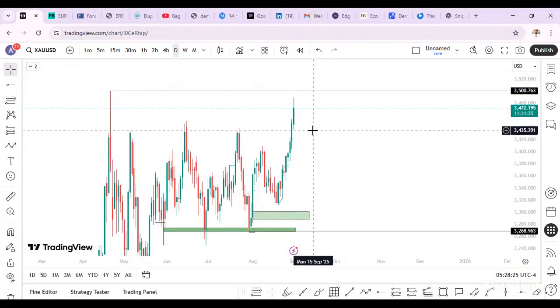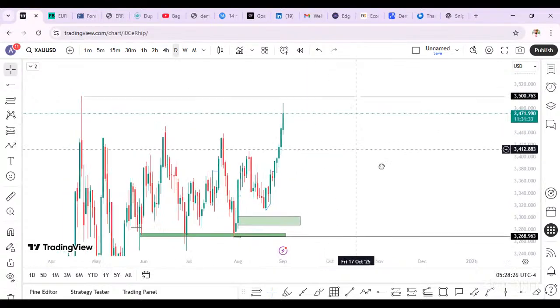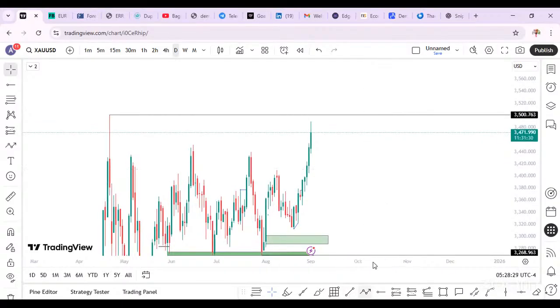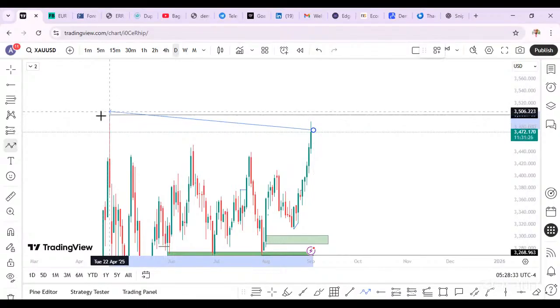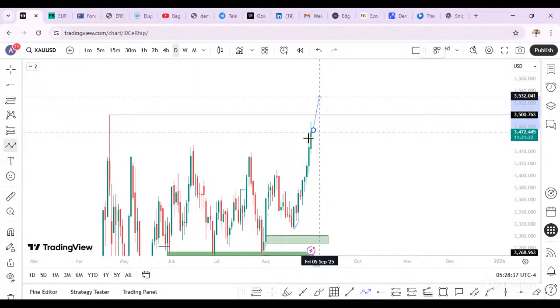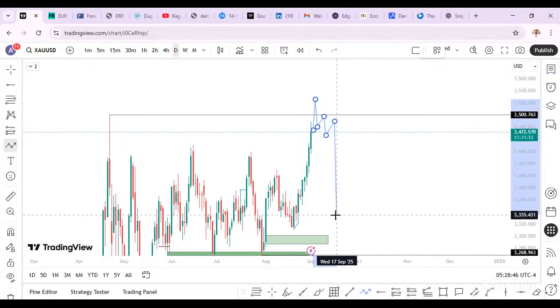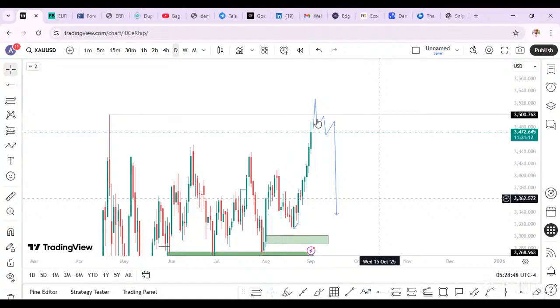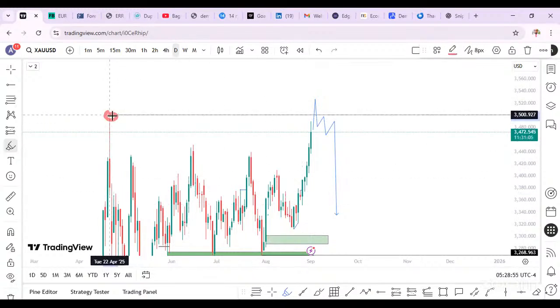I'm waiting. I would love to sell gold. I'd love to sell gold when there's a liquidity here, when the liquidity above the all-time high is swept. So if I see a liquidity swept on daily and a rejection, I will engage, I will look for a sell around there. So I need this liquidity that is here.